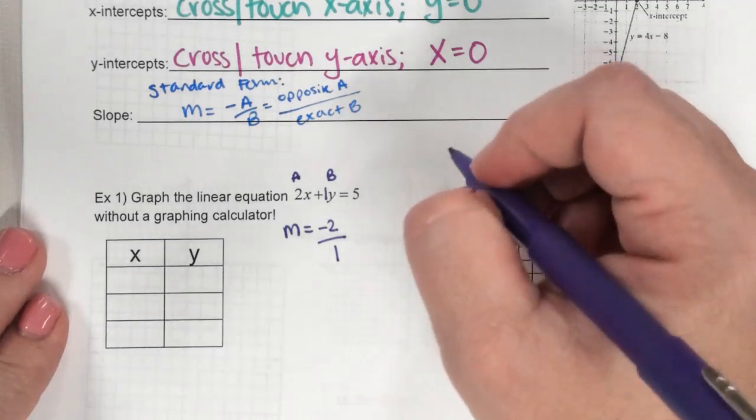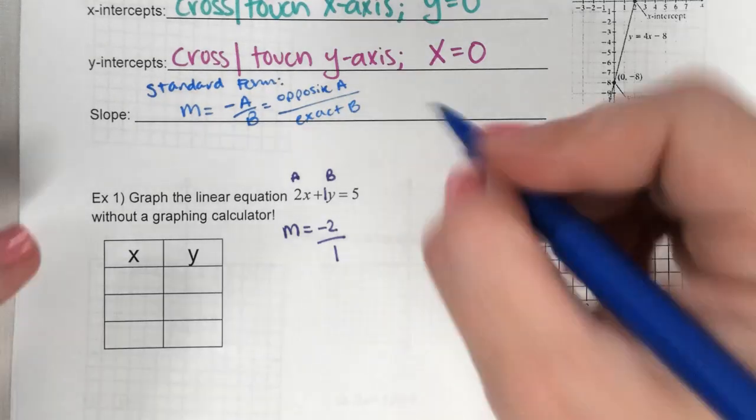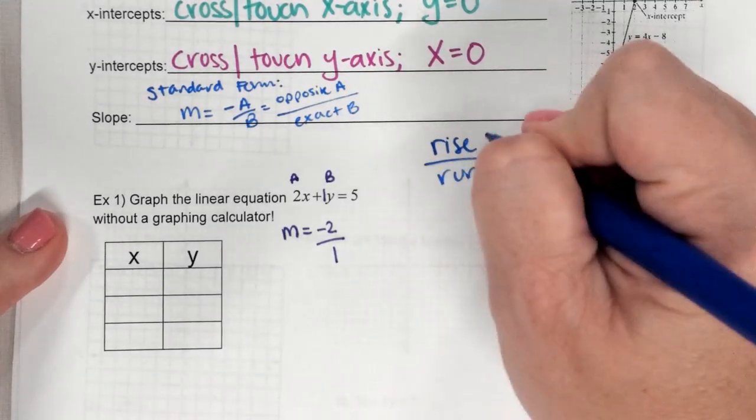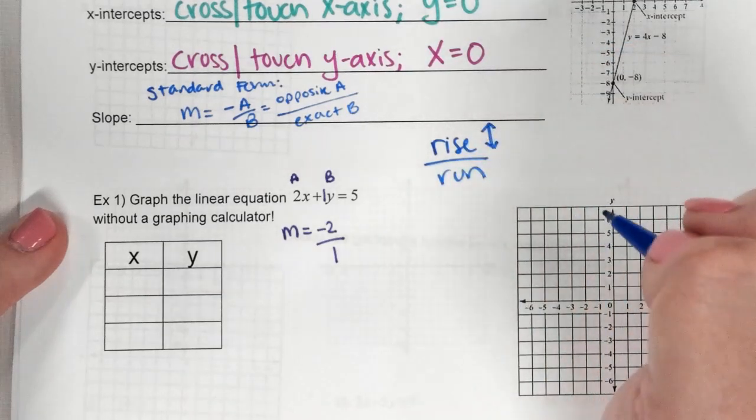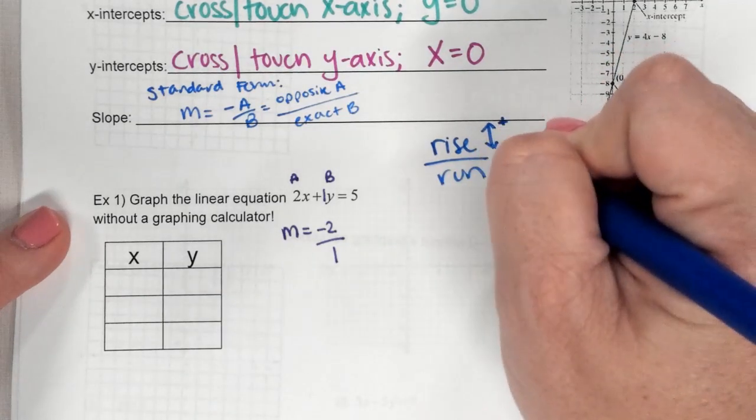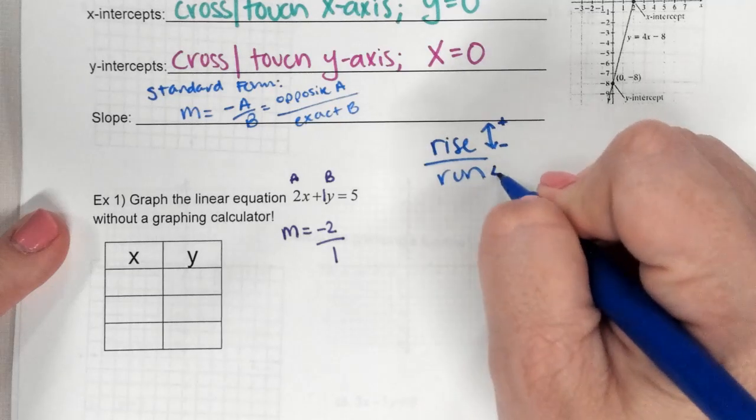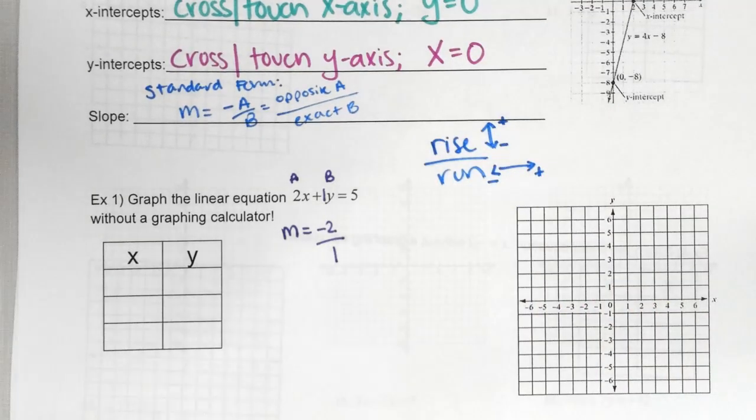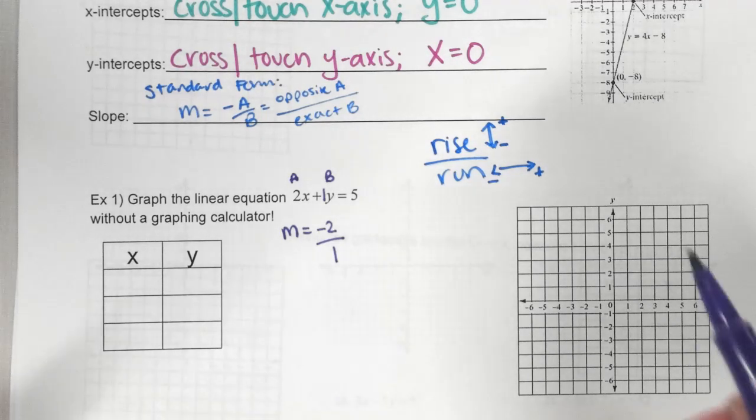Okay, another thing to remember about slope is it's rise over run, meaning this is your up and down number on top. You go up when it's positive, down when it's negative. Your run is your side to side. Right is positive, left is negative. Okay, so knowing that, now we have to find a point. So I'm going to help you find both of our intercepts and kind of show you that you only need one, but we're going to find both.